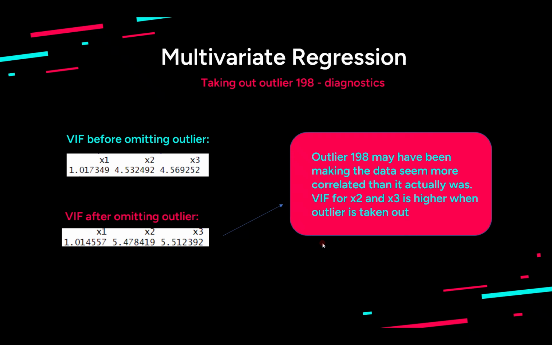And the conclusion that we come up with when we take out 198 as a data point is that it may have been making our data seem more correlated than it actually was. So for instance, VIF for X2 and X3 turns out higher when the outlier is taken out. So this was definitely a data point that was causing issues and skewing our model.